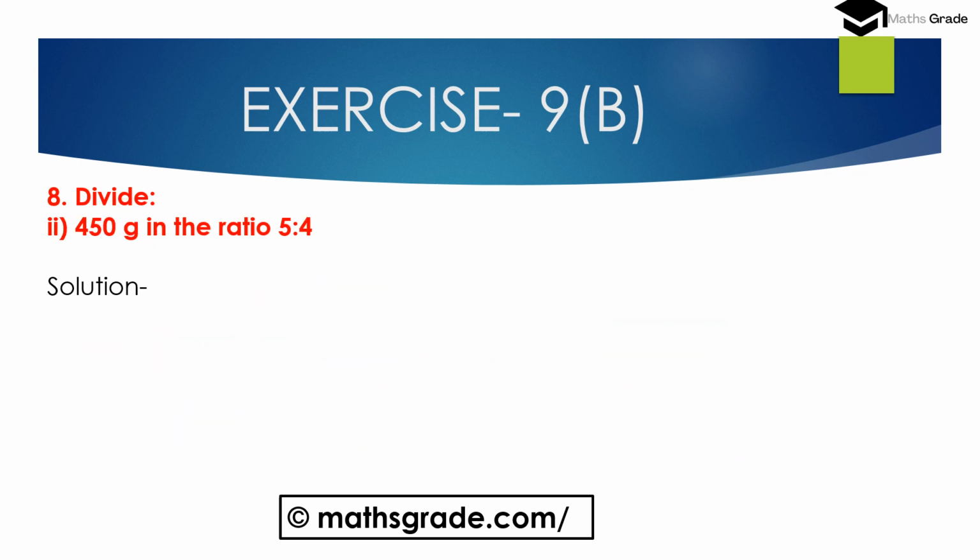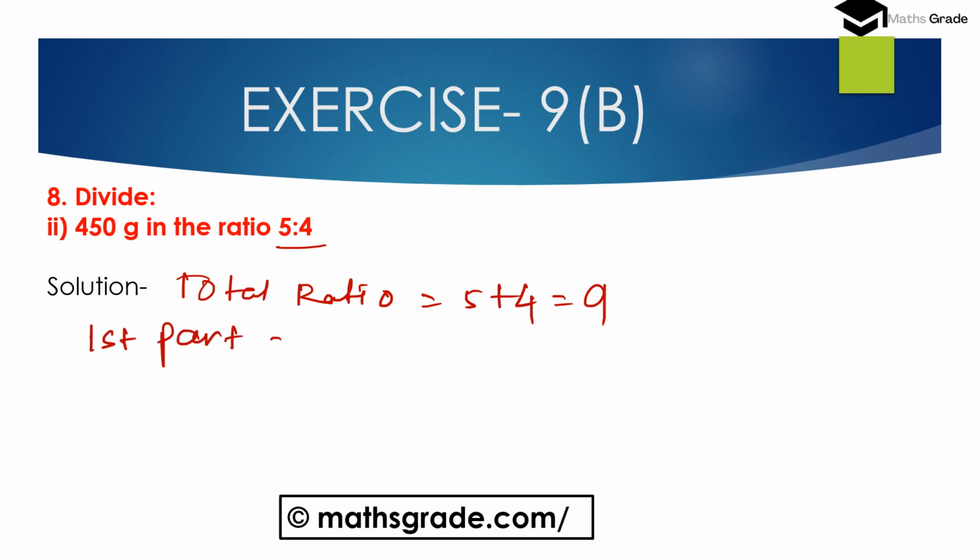Now we will solve question number 2 B. Divide 450 grams in the ratio 5 is to 4. First we have to find the sum of the ratios. The total ratio is 5 plus 4, which is equal to 9. In 5 is to 4, the antecedent is 5 and the consequent is 4.